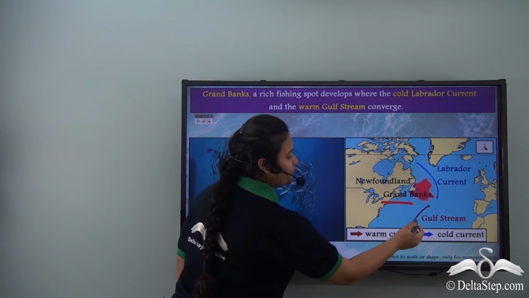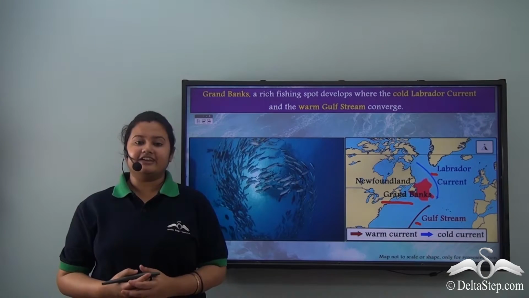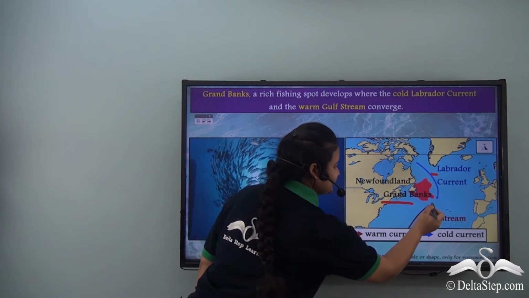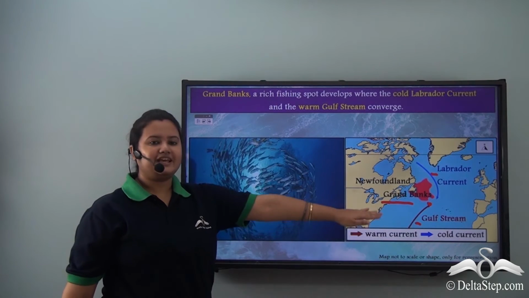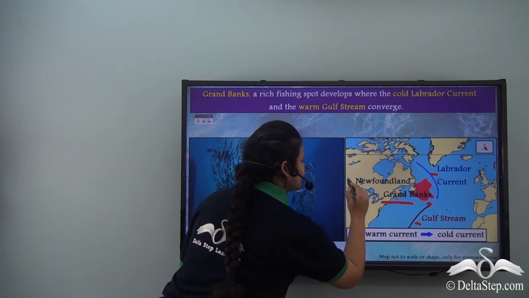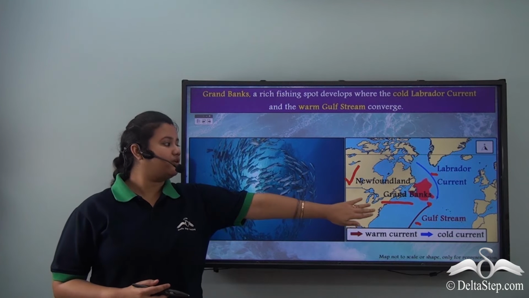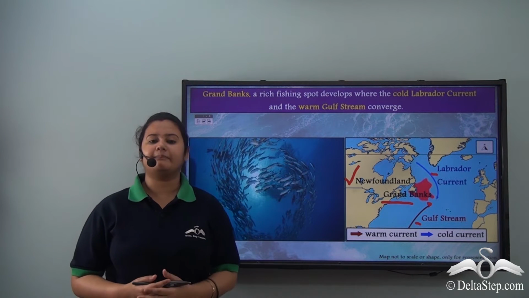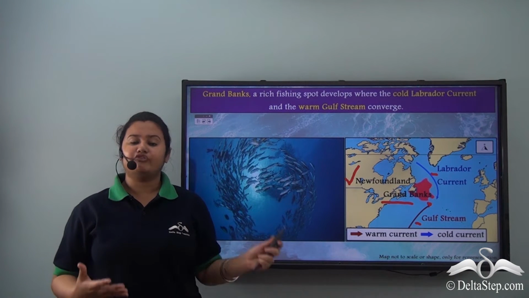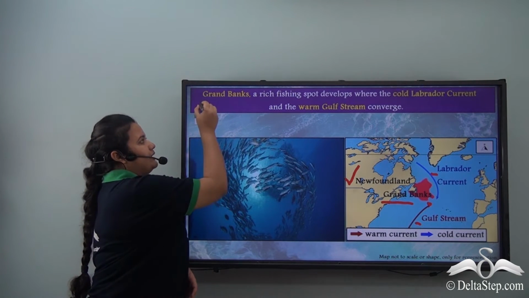See, when the warm Gulfstream and the cold Labrador Current are meeting, here a fishing ground has developed. We can see from the map that Grand Banks is located near Newfoundland. So, in this region, when the warm Gulfstream and the cold Labrador Current meet, a fishing ground develops, and the name of that fishing ground is Grand Banks.